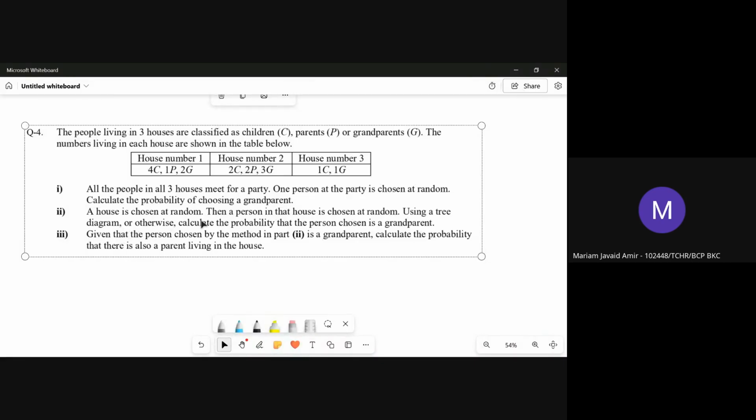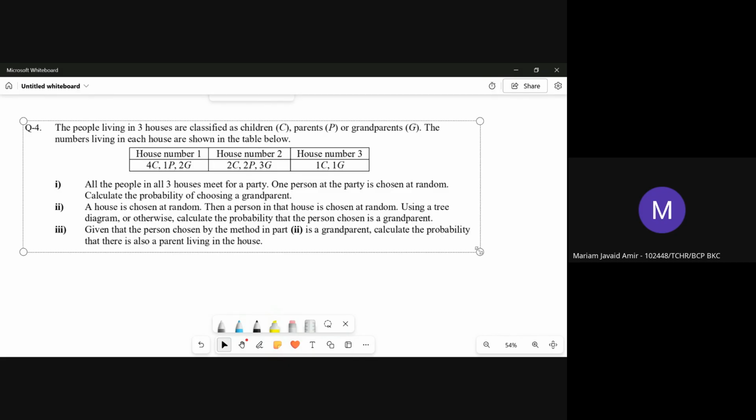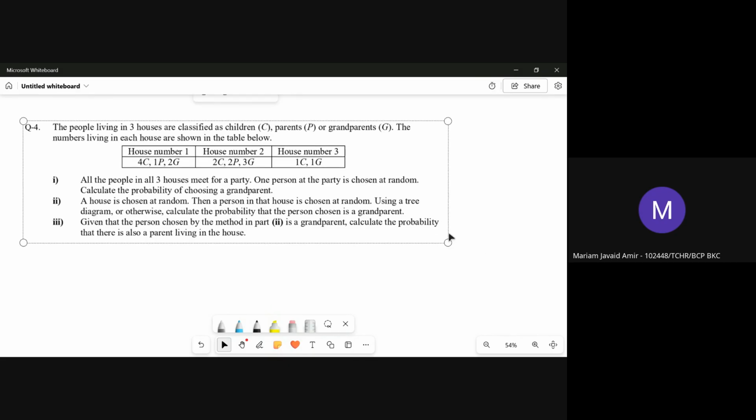The people living in three houses are classified as children, parents, or grandparents. The numbers living in each house are shown in the table below. So we can see that in house number one, we have four children, one parent, and two grandparents, and so on. Part 1 says all the people in all three houses meet for a party.